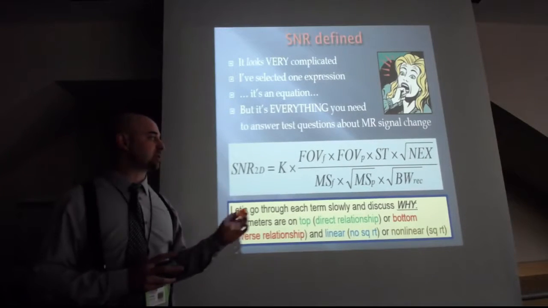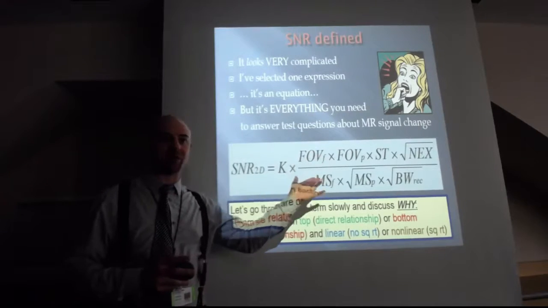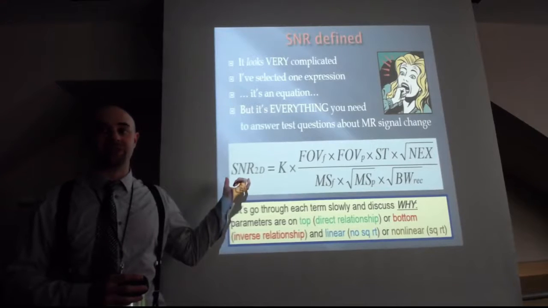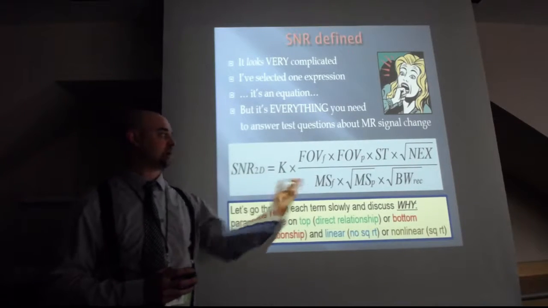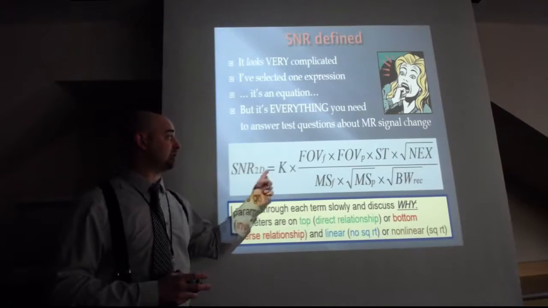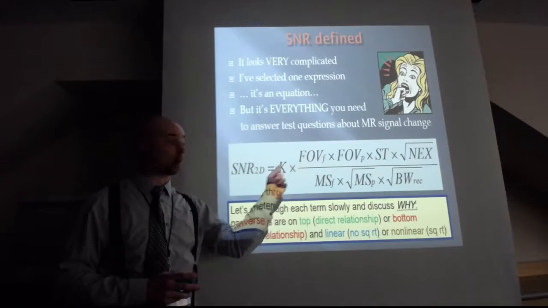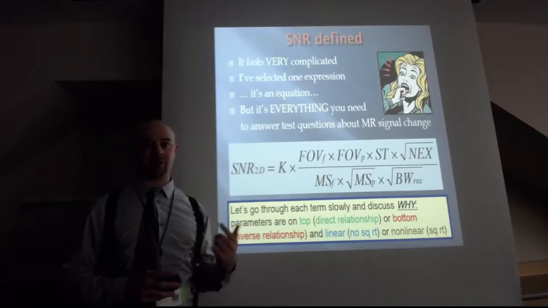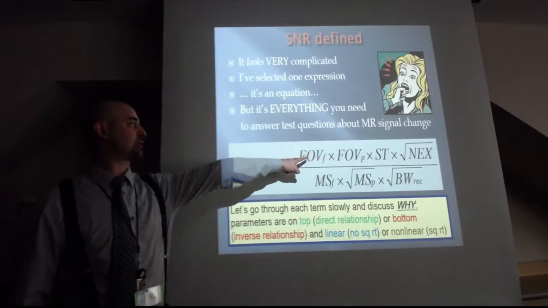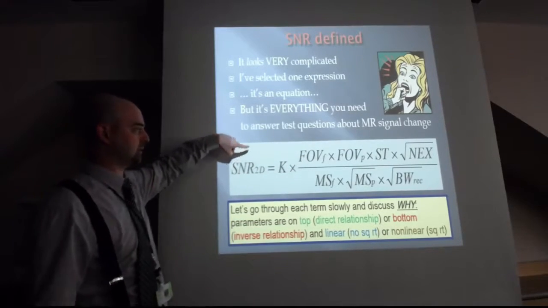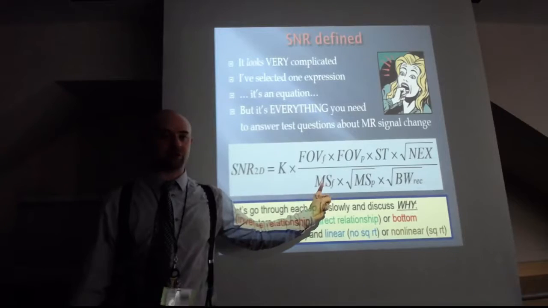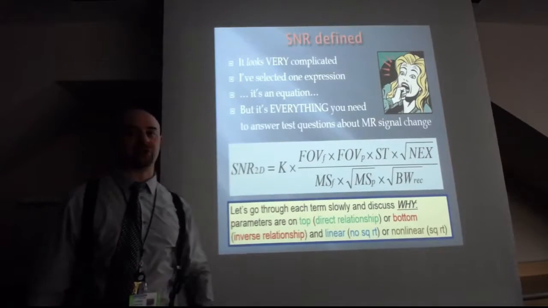So just to talk about the very basic mathematical principle of what this equation means, this is describing what happens to signal-to-noise ratio when you change one of these things. Either the relationship is going to be direct, which means in the numerator, or indirect, which means in the denominator. Direct just means it goes in the same direction. So increased field of view, increased signal. Increased slice thickness, increased signal. Decreased matrix size in the frequency direction, decreased signal.